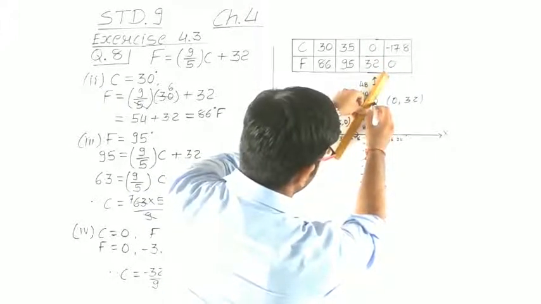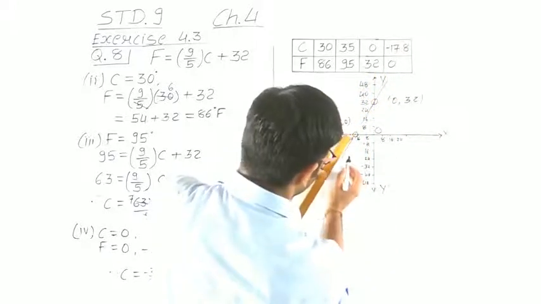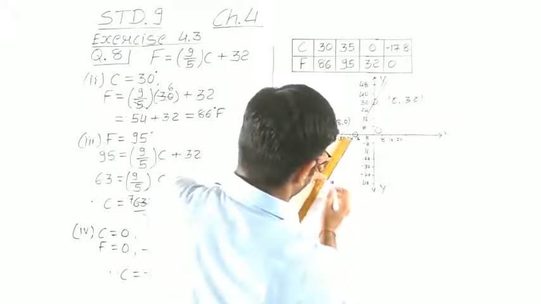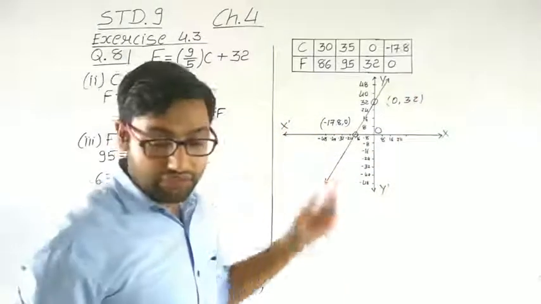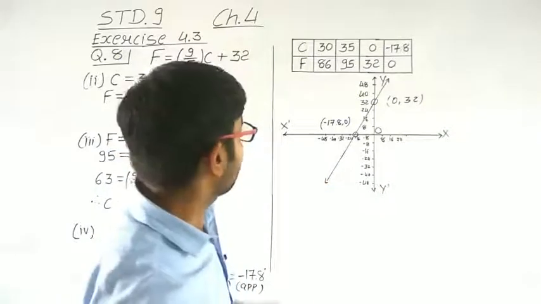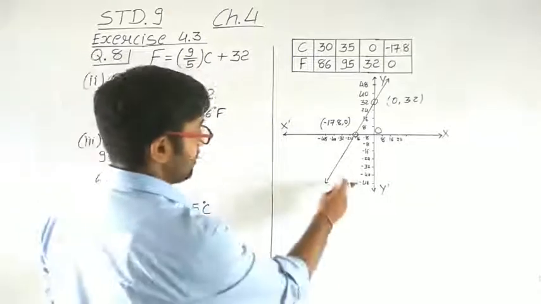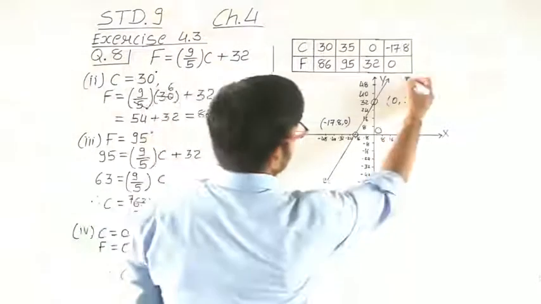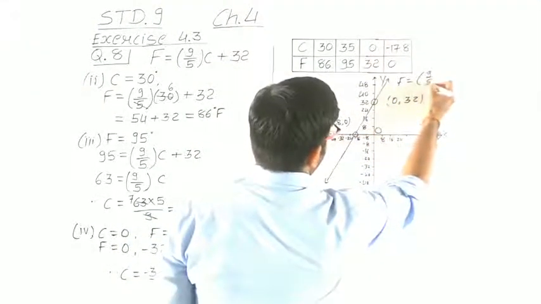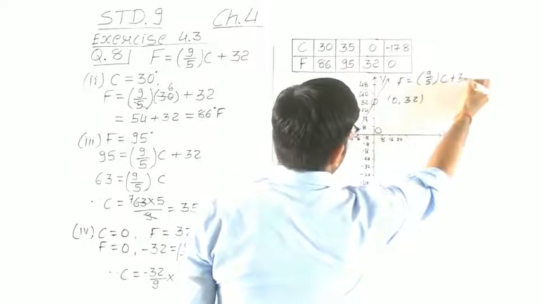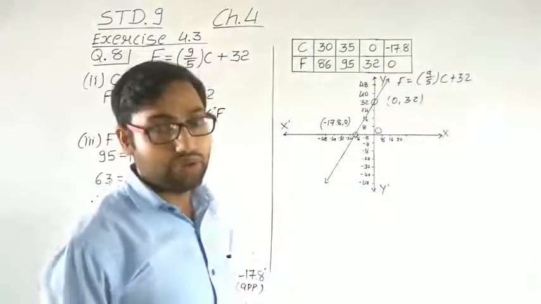See, when we join these 2 points, we get a linear graph. Right? So this is the graph of the situation that we have been given in this linear equation. We have to write down which line this graph is of, that is F is equal to 9/5 into C plus 32. So this is the line, this is the graph that we have to draw.